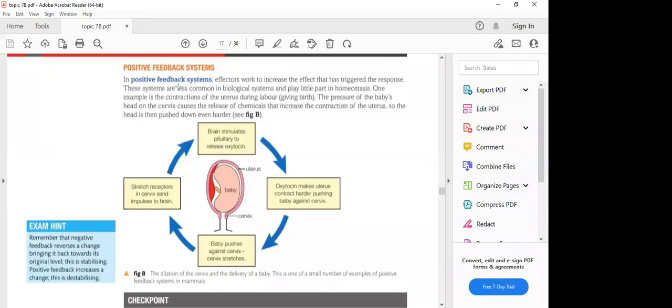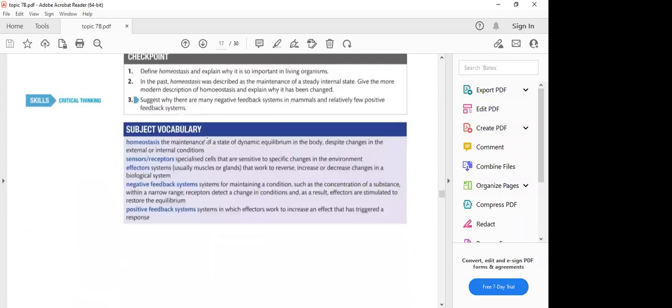Positive feedback system: effectors work to increase the effect and trigger the response. These systems are less common in biological systems and play a part in homeostasis. One example is the contraction of the uterus during labor or giving birth. The pressure of the baby's head on the cervix causes the release of chemicals that increase the contraction of the uterus, as the head is pushed down even harder. That is positive control.